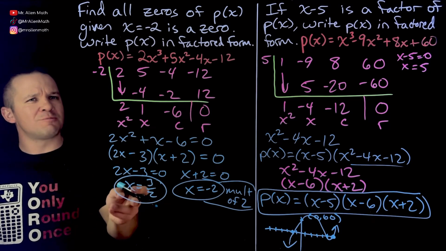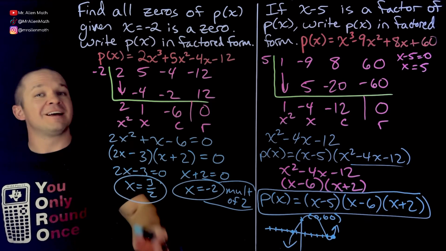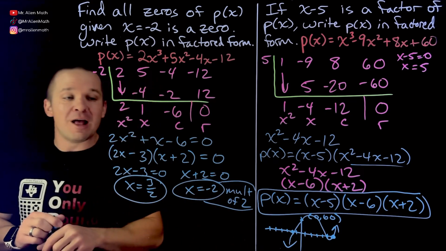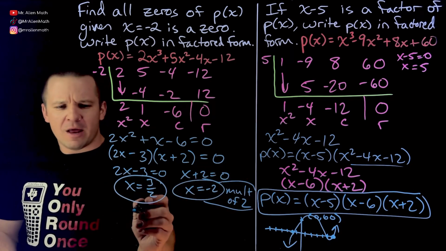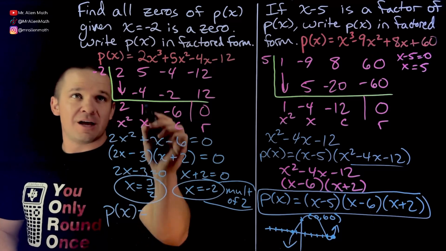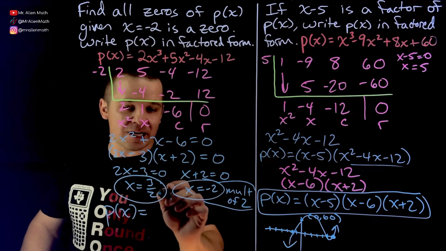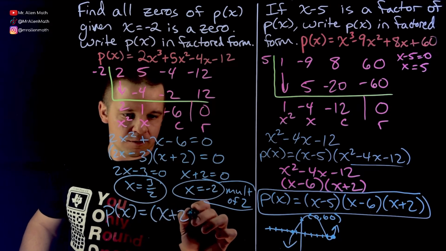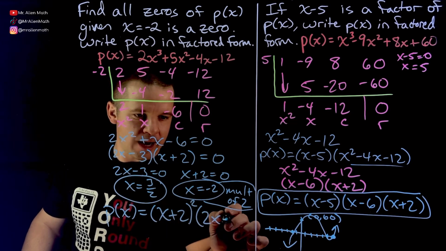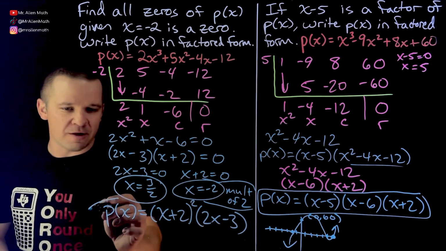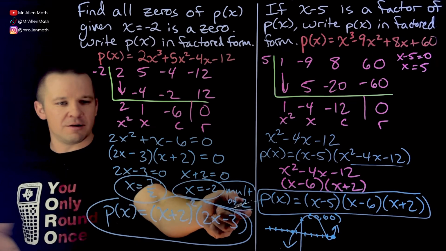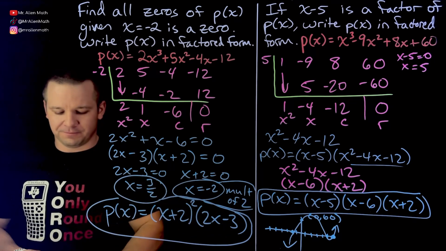What happens when x equals negative 2 then? It bounces off of that spot. If we have room, maybe we'll graph it. I don't know if we're going to have room, but we'll make room. All right, so in factored form now, p of x equals x plus 2 squared, and then we'll have the 2x minus 3. So there's my factored form. Got my zeros, got my factored form.